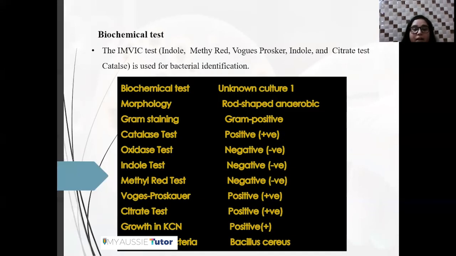So after going through this IMVIC test, the gram staining, as we just discussed in the previous slide, showed gram positive cells. It means the cells after microscopy will show purple colored cells. And only a few tests were showing positive, which includes catalase, Voges-Proskauer, citrate, and growth in KCN. These tests, as well as the gram positive nature, were counter-checked with the lab manual, and it was detected that all these properties reflect the suspected bacteria, which is Bacillus cereus.